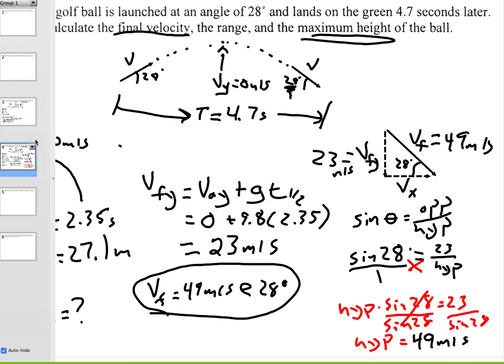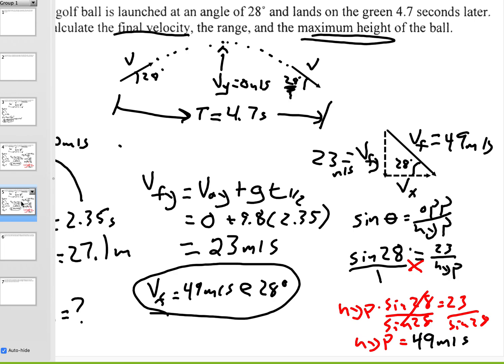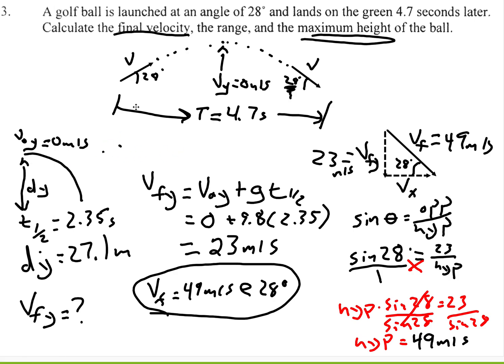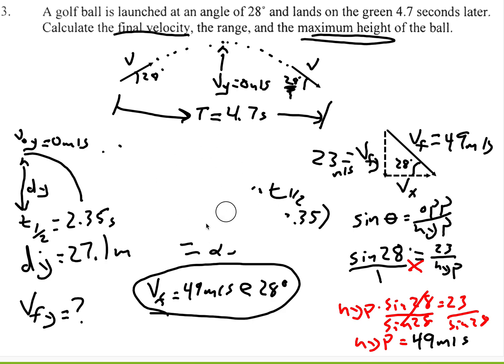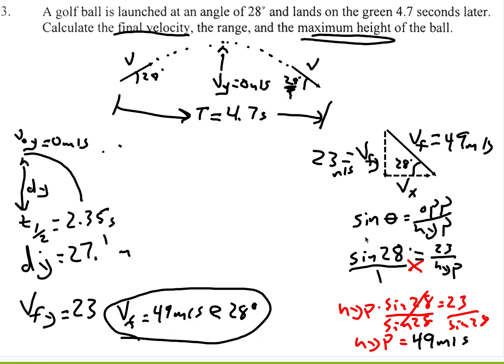So I'm going to clone this page again. I'm running out of space again. And I'm going to delete some of this again. I'm going to delete this part out. Okay, we already know VFY now is 23. We know that this is the actual final velocity. Okay, and I'm going to get rid of this.